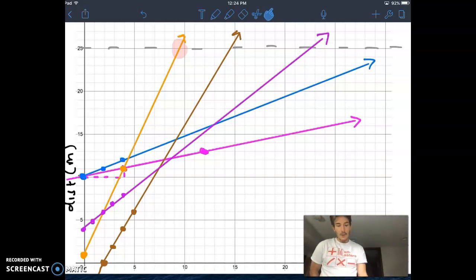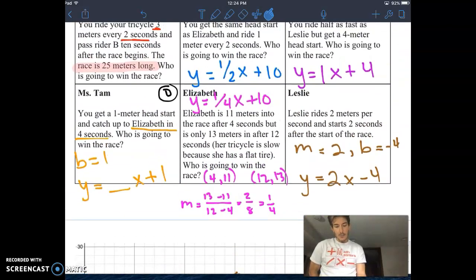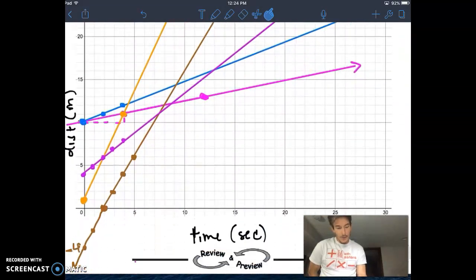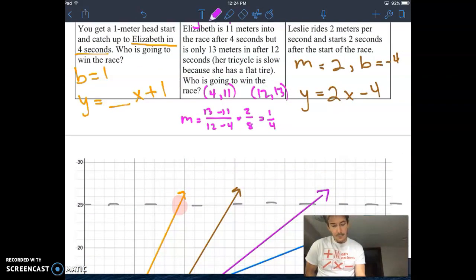All right, now we've got 1, 2, 3, 4, 5 lines on that graph. Looks like we only need 1 more. You know what? I'm sorry, ladies and gents. One thing I'm still missing is right here. I've got to figure out this slope for Miss Tam. I've got to figure out that question mark. Let's go ahead and do that.